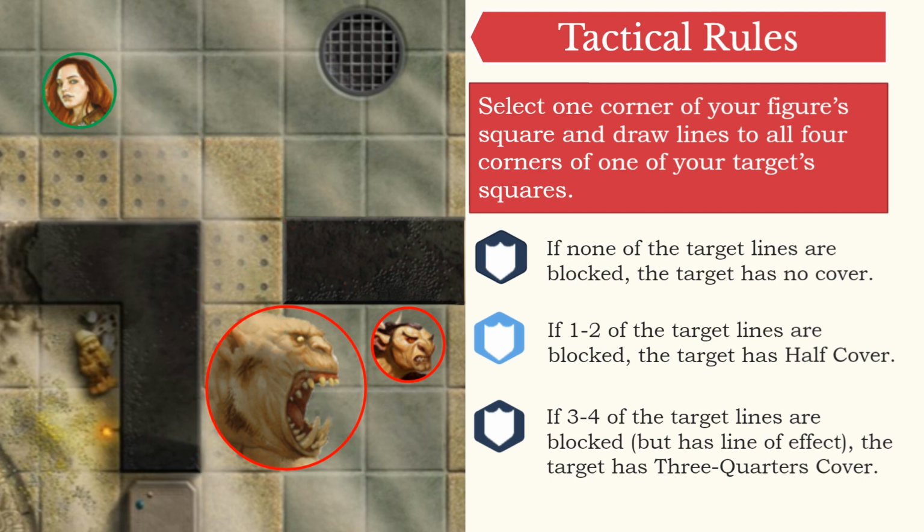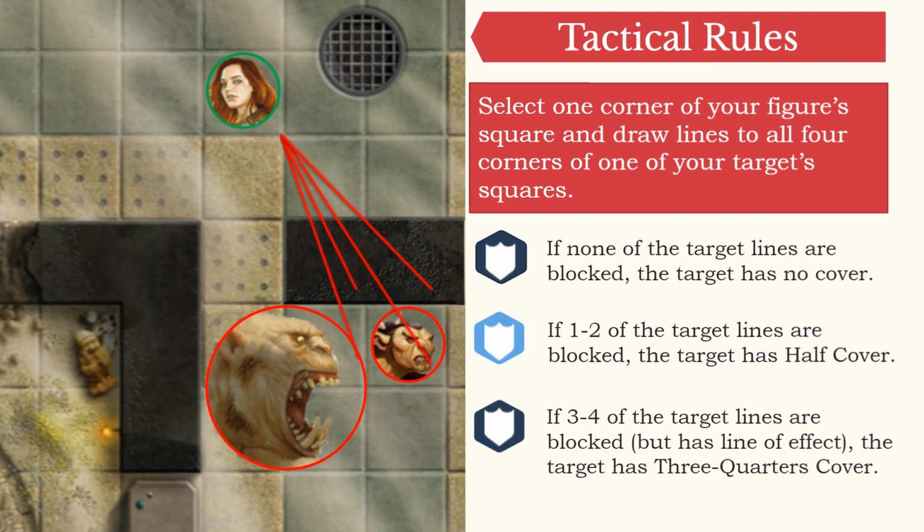But since her target is size large, she instead can select any one square occupied by her target, and instead draws her lines to just that one square, which means the ogre only has half cover instead of 3/4 cover because we can draw to this square. And just for the sake of discussion, if Dela moved here, then the ogre would have no cover from her, but the goblin would have total cover because she no longer has any line of effect to it at all.